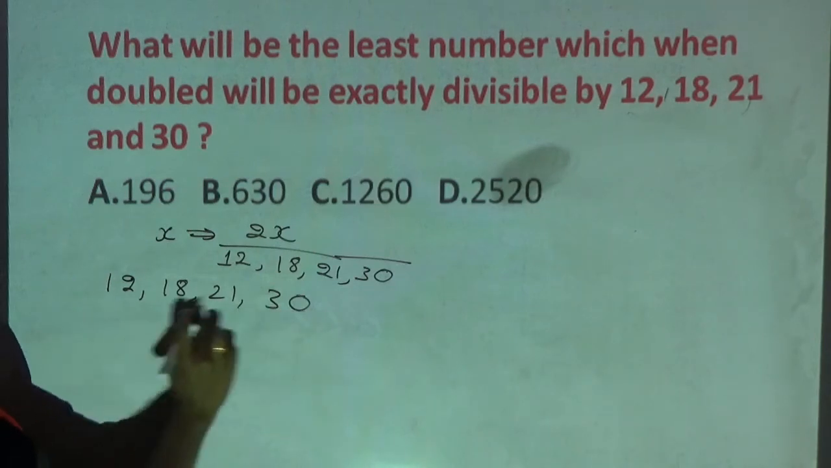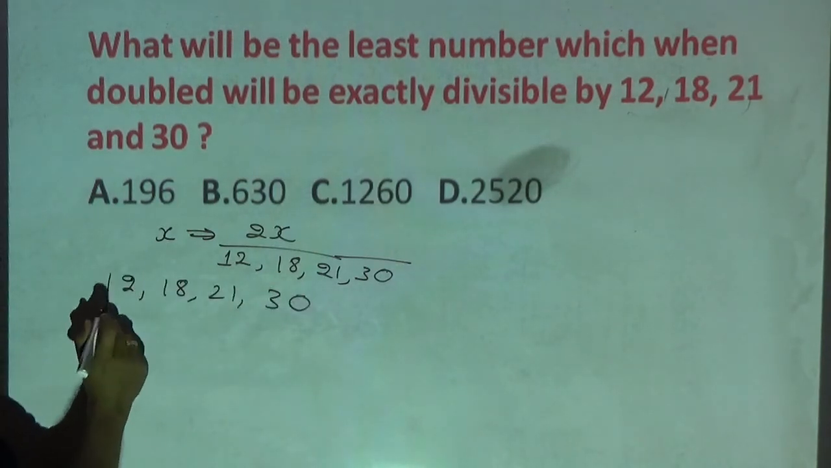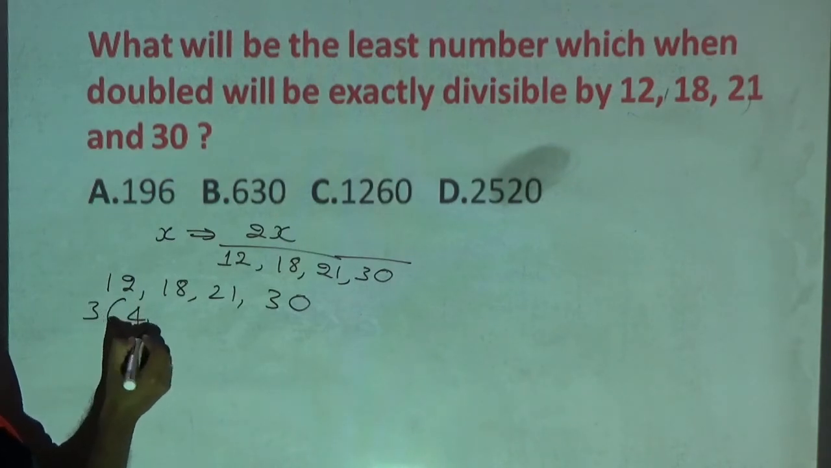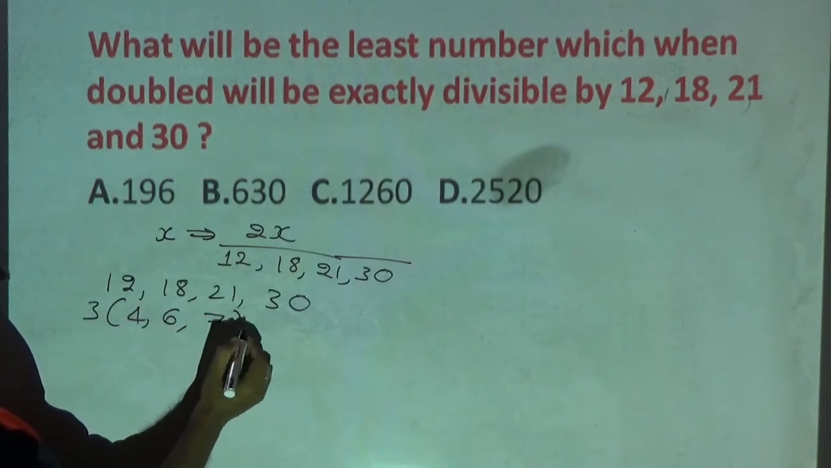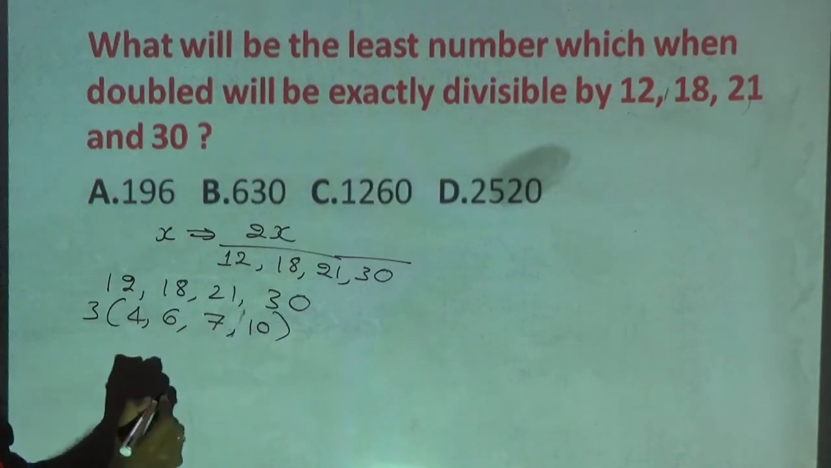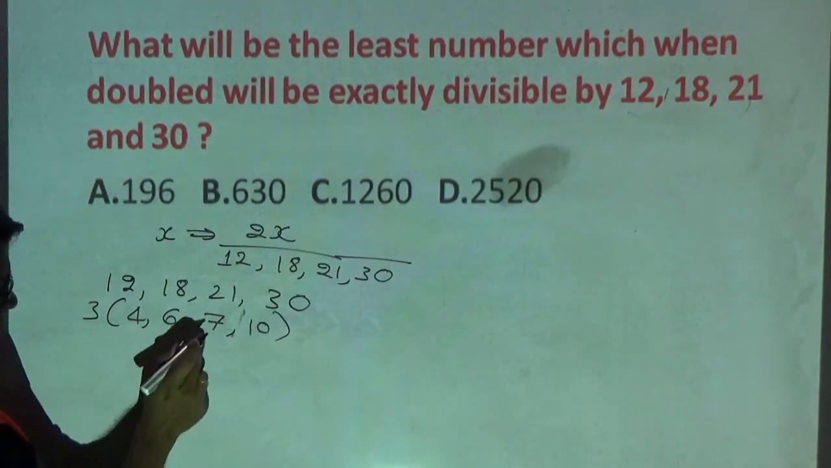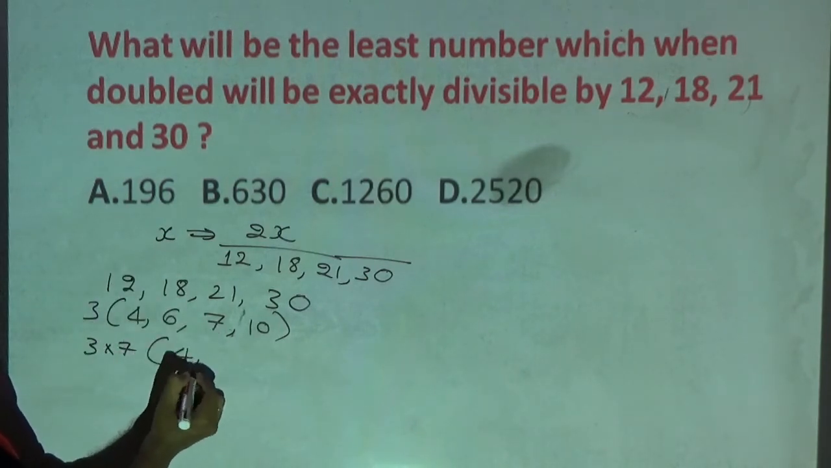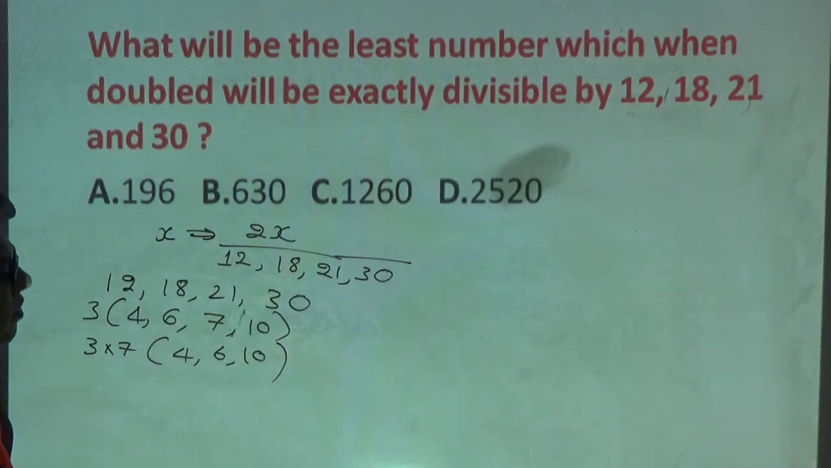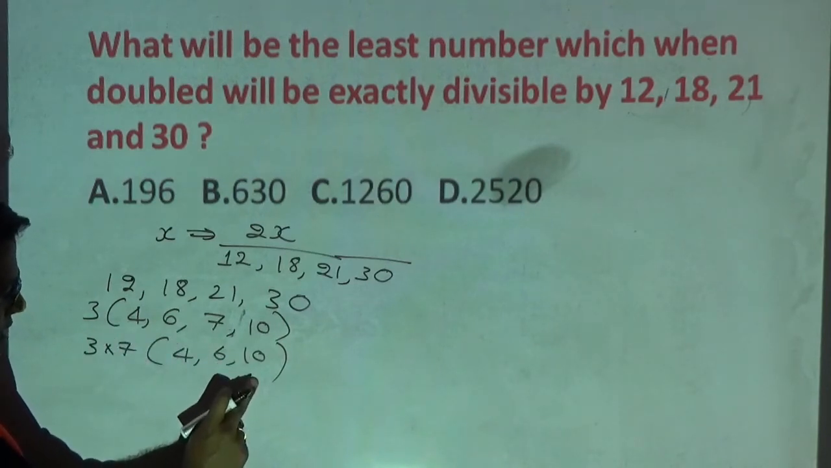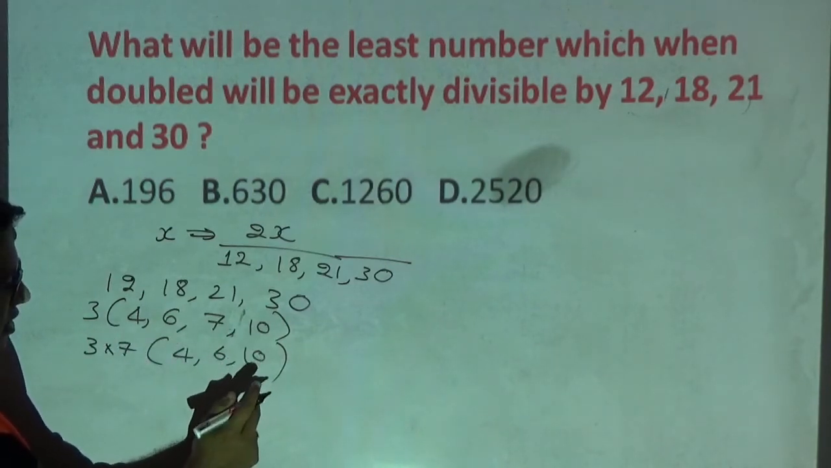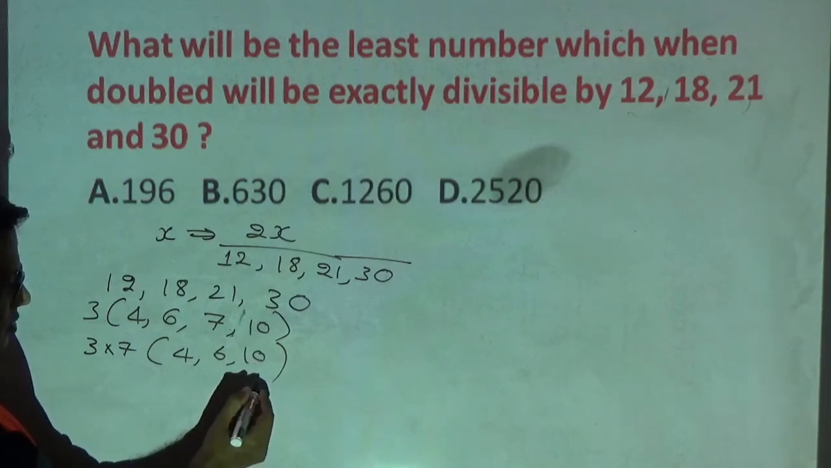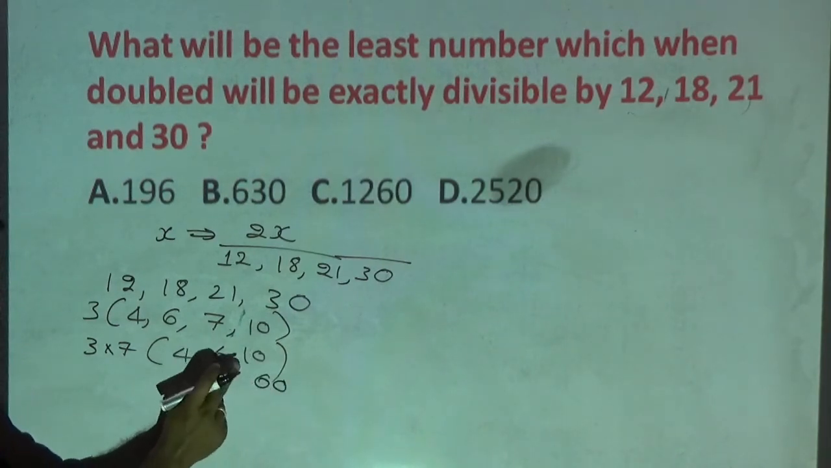Now I can take 3 common here to simplify. 3 fours are 12, 3 sixes are 18, 3 sevens are 21, and 3 tens are 30. Here 7 is a prime number, therefore I put it outside: 3 into 7. Left out are 4, 6 and 10. Now, which multiple of 10 is divisible by 4 and 6? 20, no, 30, no, 60 I think. No, 48. Oh, 60 only, correct? It is a multiple of 6 and 10, and I can divide by 4 also.